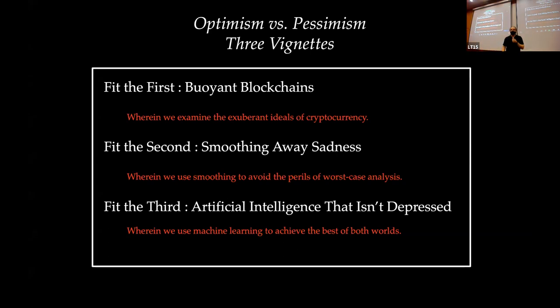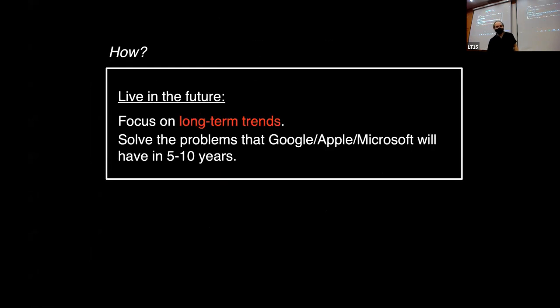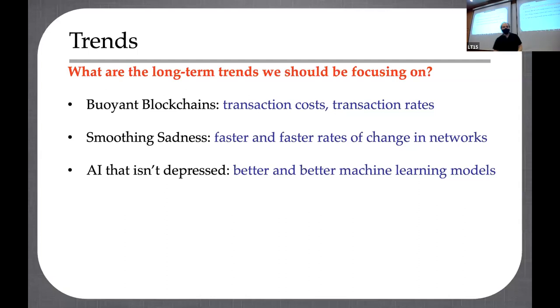Okay, good. So those are the three little stories I want to tell you about optimism and pessimism. For each of these, remember I said in the beginning that I want to look at long-term trends. For each of these, I claim there are good trends driving this research. For blockchains, I was worried about the future of transaction costs and transaction rates. For smoothing, I was worried about the faster and faster rates of change in networks.